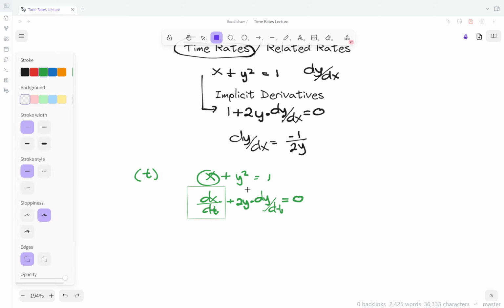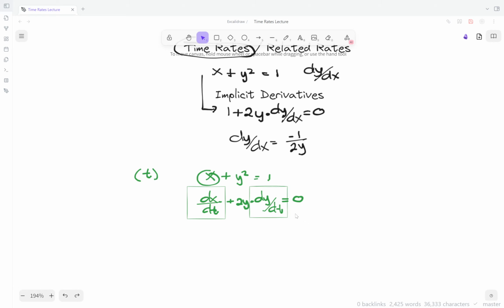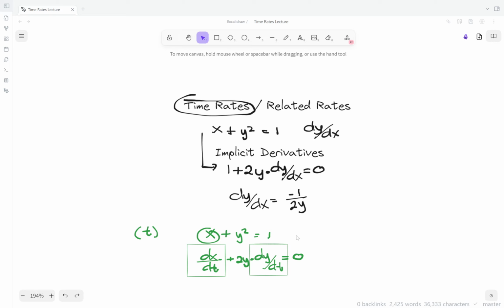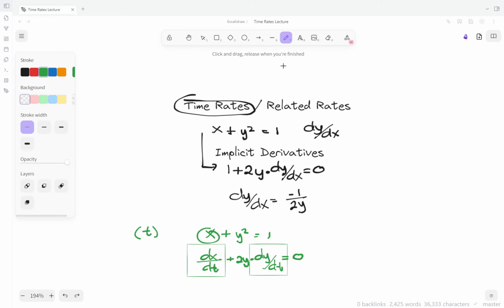Okay, so let's try this again. These two rates right there are coupled to each other. When I say coupled, when one of them changes, the other should also change because they're related in a single equation. And that's the reason why we call them related rates, because when one of those rates changes, it's going to affect the other one. And that's the essence of this topic.